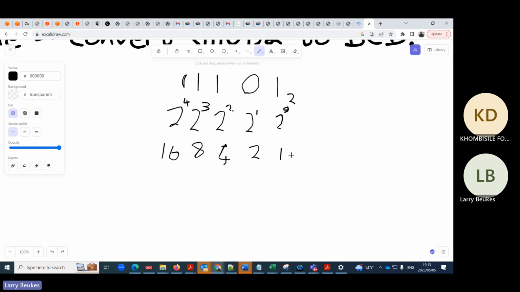Then from here, we know 1 and 1. 1 is present. So this will be a 1. 0 means it's not present. So for 2, we are just going to be adding a 0. And then here, 4 is present, so we add the 4.